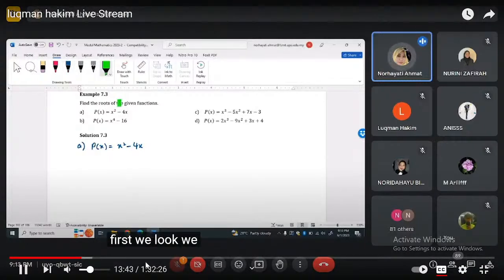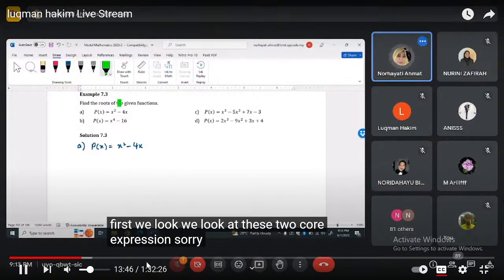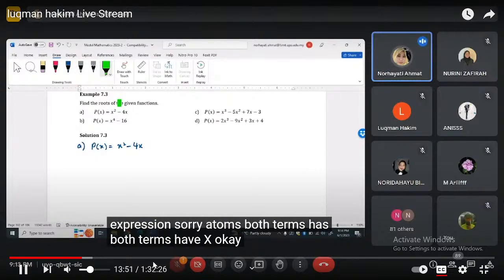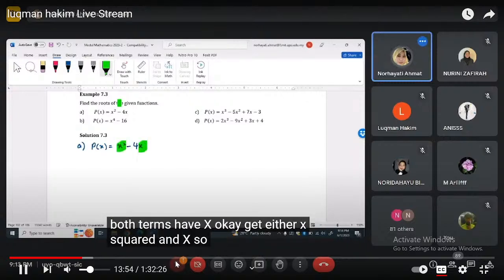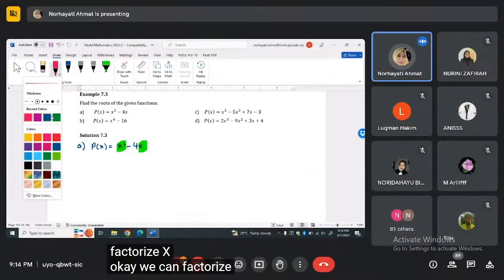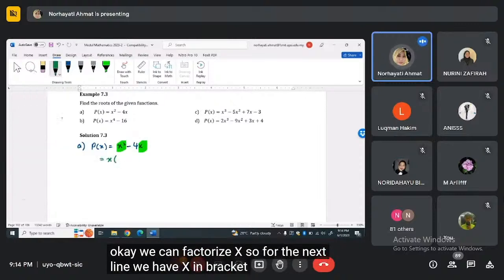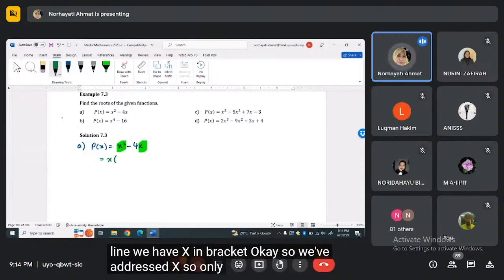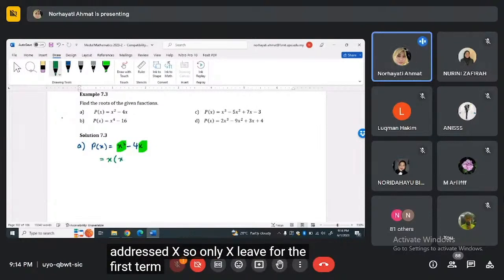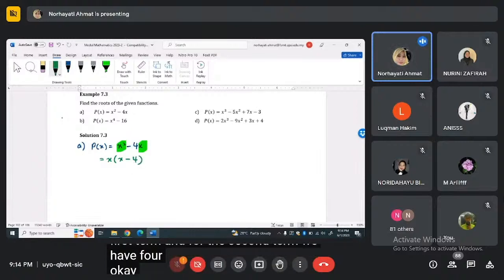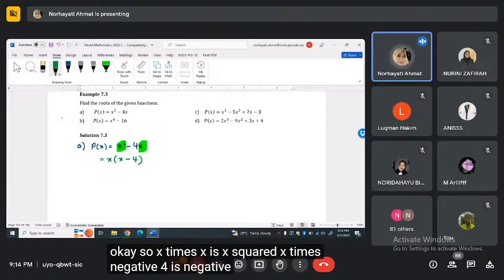First we look at these two terms. Both terms have x. We have x squared and x. So we know that we can factorize x. For the next line, we have x in bracket. We factorize x, so only x is left for the first term, and for the second term, we have negative 4. So x times x is x squared, x times negative 4 is negative 4x.